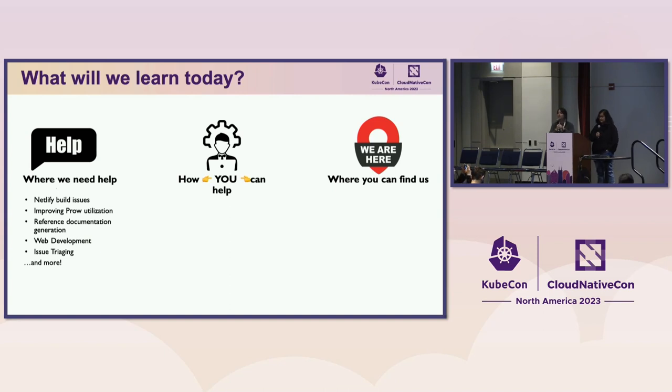How we need help with web development, how an infrastructure project such as Kubernetes does need web developers, and it's very hard to advertise that in a cloud-native space, but we're going to try. And finally, how we also need help with some issue triaging as well. We're going to go through how you can help and also then where you can find us.